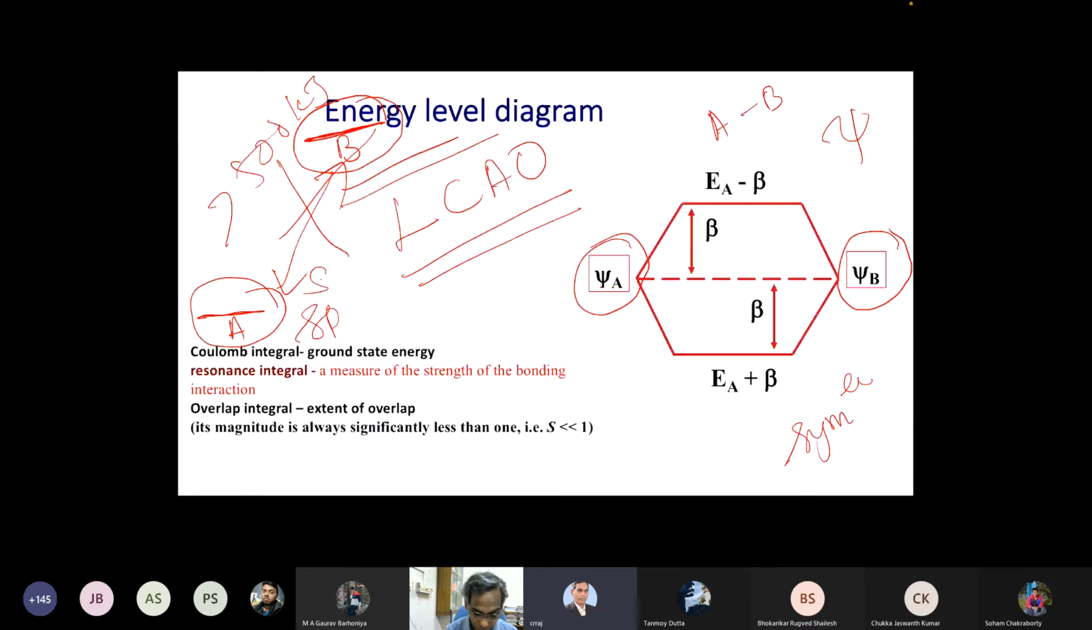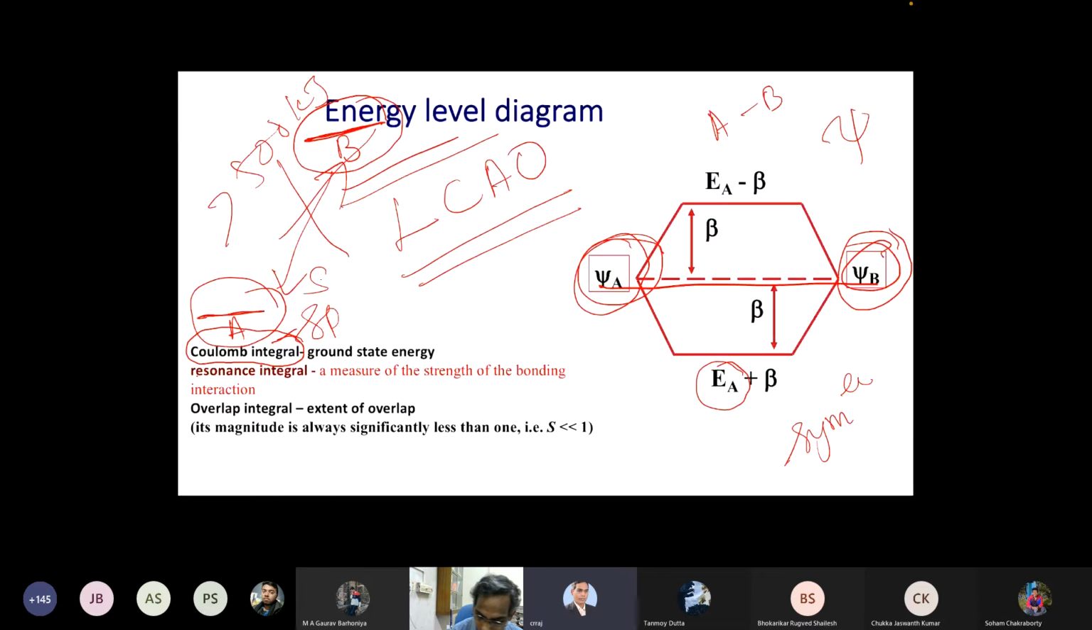There are three things whenever we talk about the linear combination of atomic orbitals. Three integrals come in here. Don't bother much about it. Though I'm not teaching the quantum mechanical treatment, these three terms are important, so that questions will not come from the integrals, because we are not teaching them. But in order to explain this MO, I need to bring in these three integrals. One is the Coulomb integral, that's the ground state energy, the E.